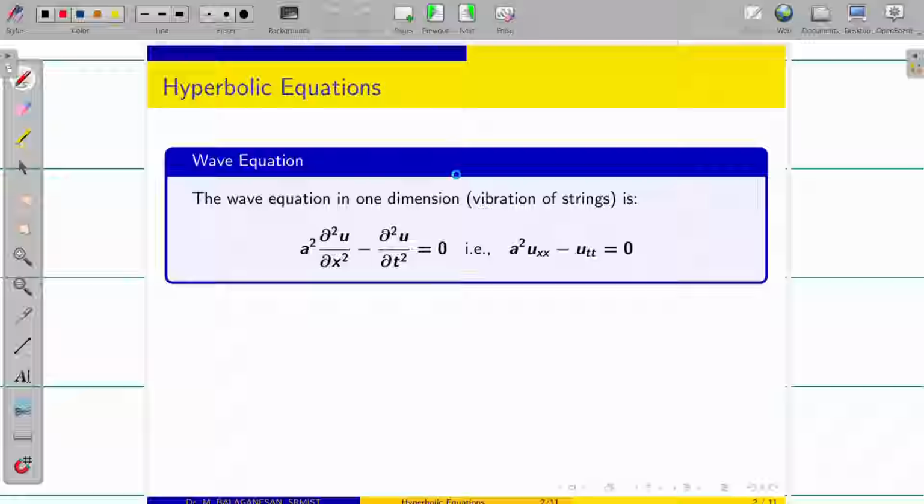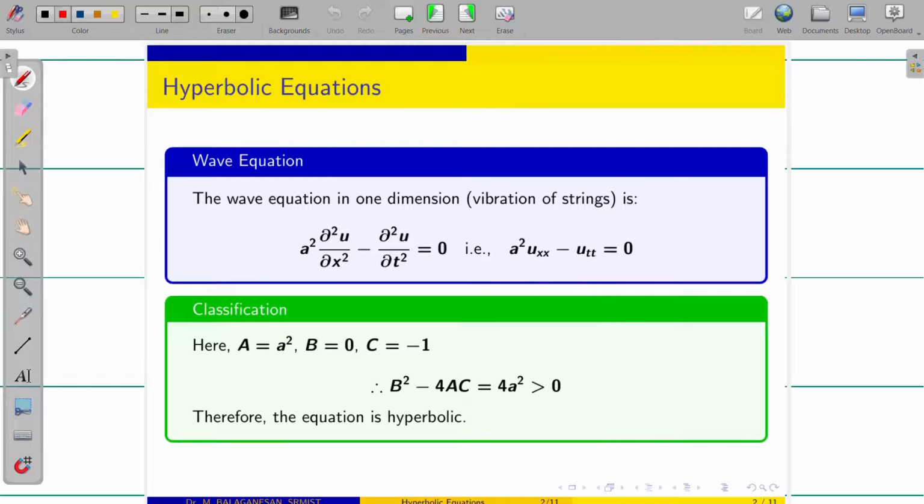So how to identify this hyperbolic kind? They have given the differential equation. We have to find the value of A, B, and C. Find b square minus 4ac. If we're getting greater than 0, positive, we can conclude that it is hyperbolic kind. Okay, fine. So what is your capital E? The a square, second derivative with respect to x, b value is 0 and c value is -1. So b square minus 4ac is 4a square, it is positive, so it is hyperbolic kind.